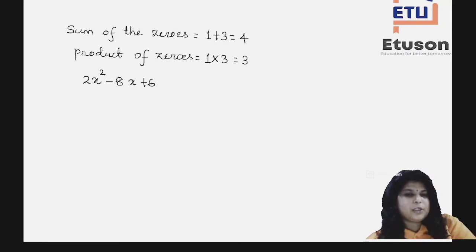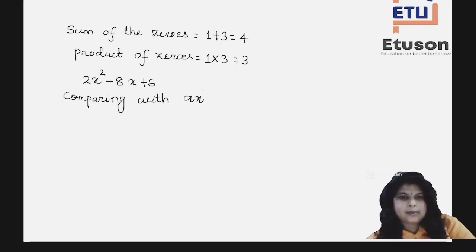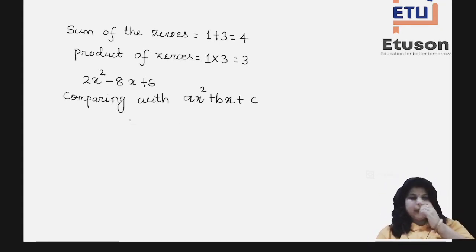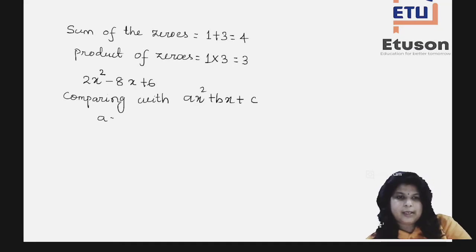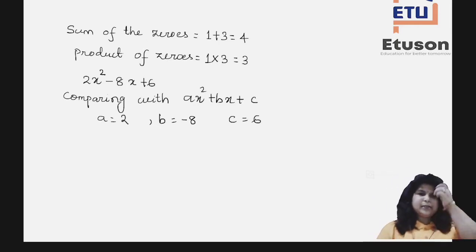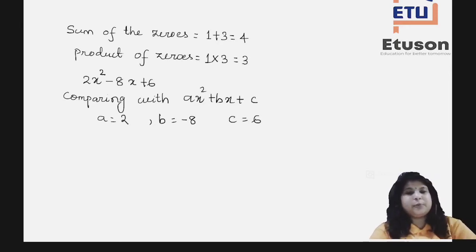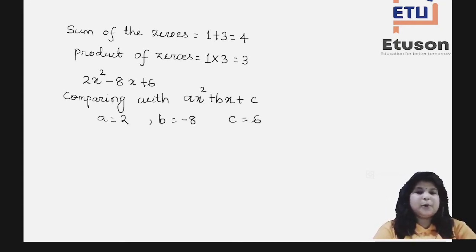Okay. So comparing with ax square plus bx plus c, can you tell me what is the value of a, b and c? So here a is equal to 2, b is equal to minus 8 and c is equal to 6. Correct or not? Okay. So what is a here? A is coefficient of your x square. B is coefficient of x and c is the constant term.